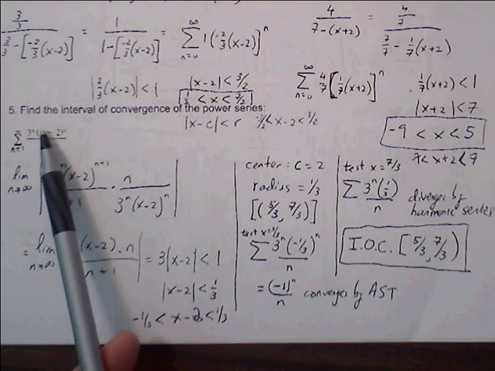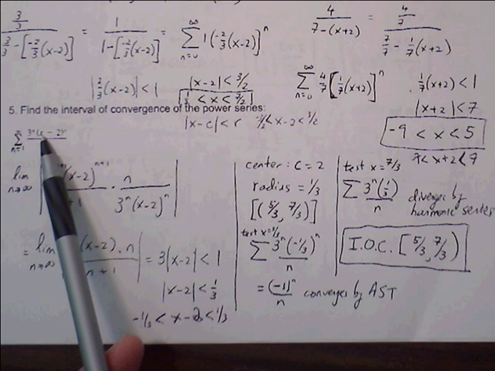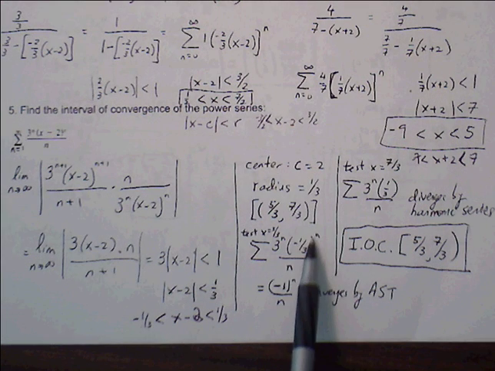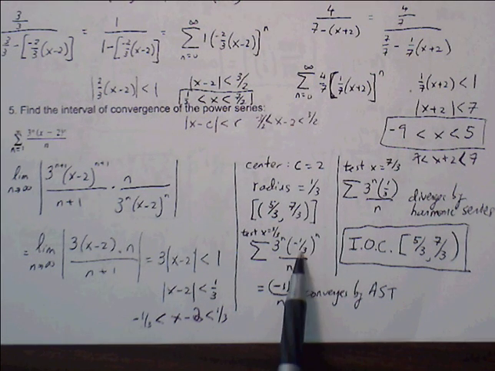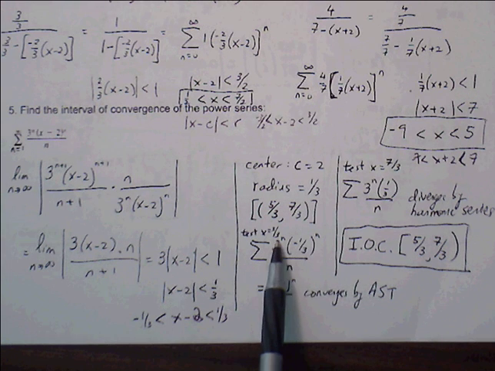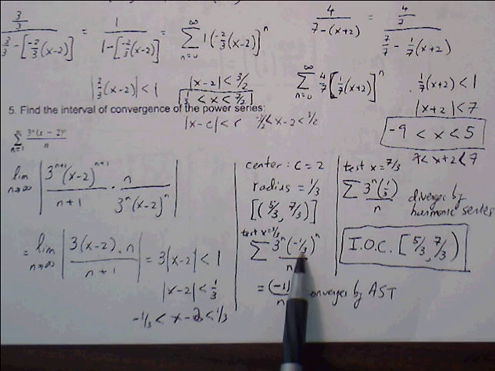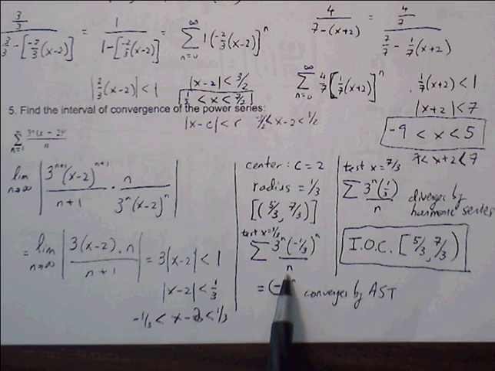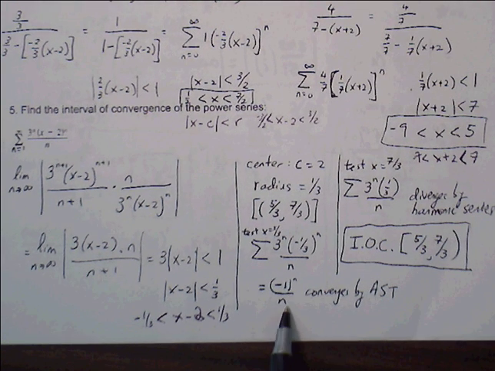So plug 5/3 in for x. So 5/3 minus 2 will be -1/3. So -1/3 to the n. We see that if we clean this up a little bit, the 3 to the n will cancel out, leaving us with -1 to the n over n. And -1 to the n over n is essentially the alternating harmonic series.